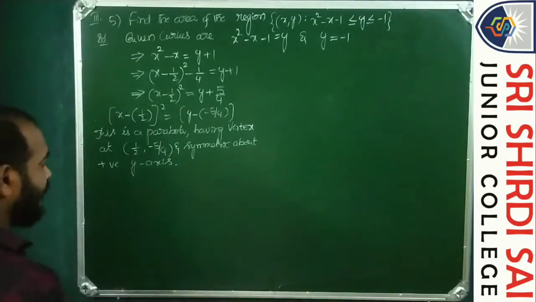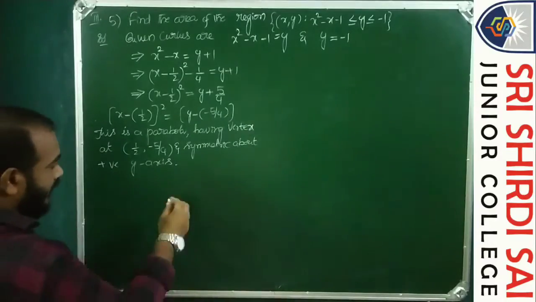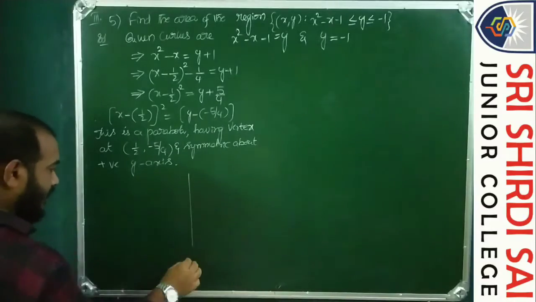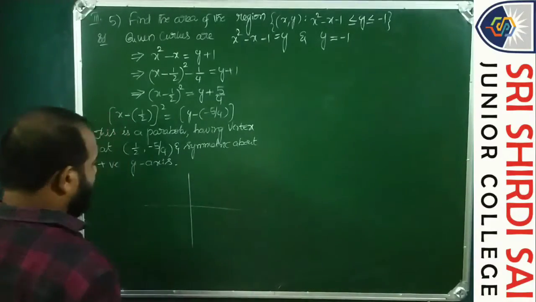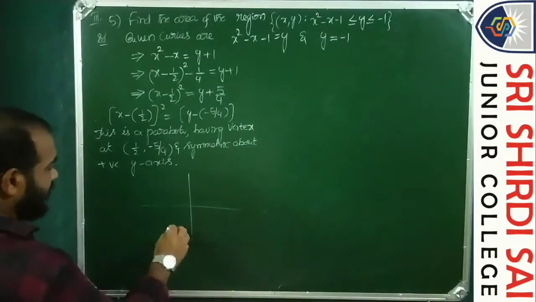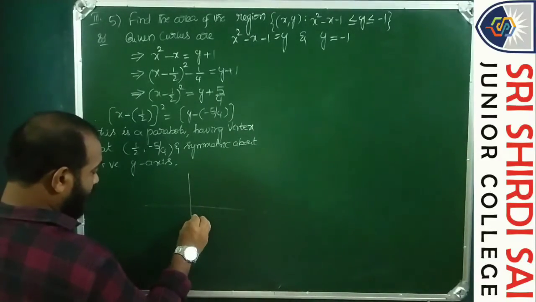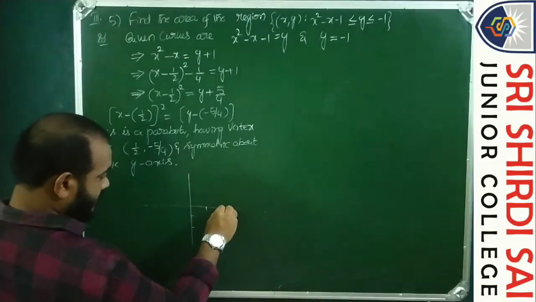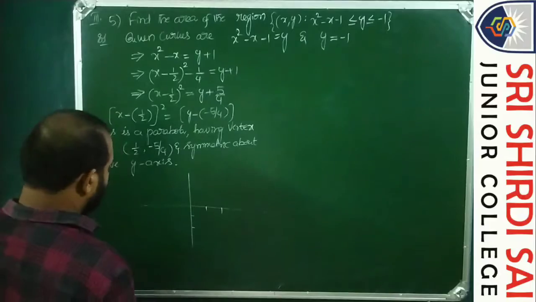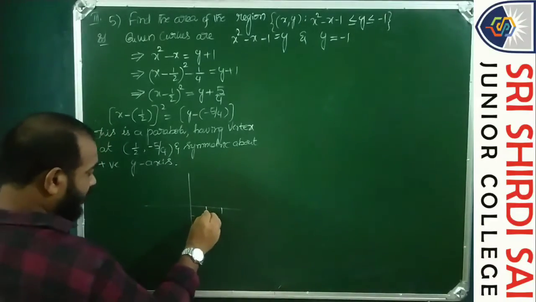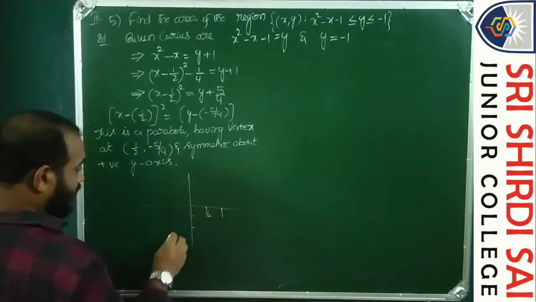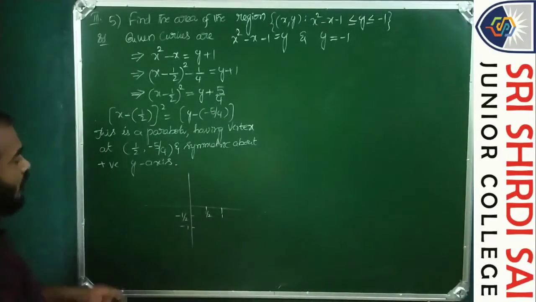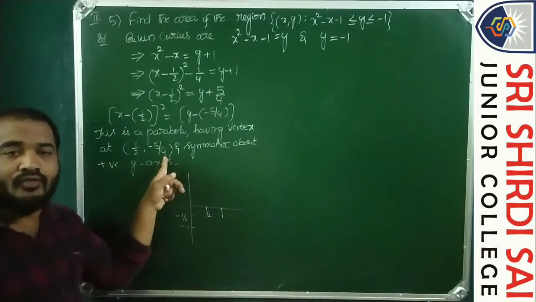So this is equals to, so let us try to draw the diagram first. So this is somewhat like here. So this is 1 by 2, this is 1, this is 1, this is 2. So 1 by 2 is 0.5, this is 1 by 2, 1, this is 1 by 2, 1, minus 1 by 2, minus 1. So 1 by 2 comma minus 5 by 4 is lying in the fourth quadrant.